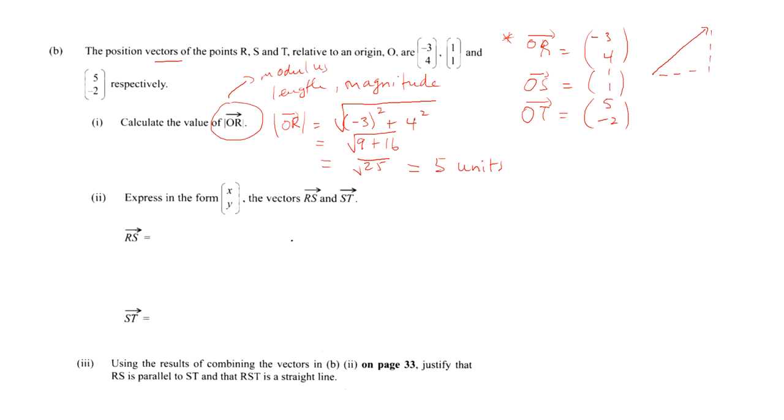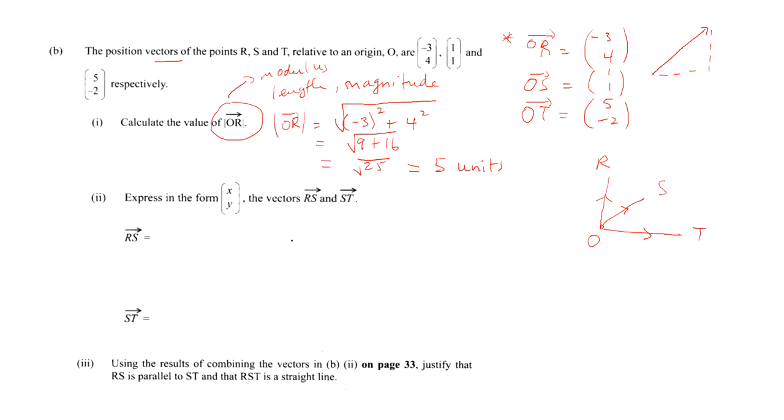Now some people teach addition of vectors and subtraction of vectors. To me, just look at everything as addition, right? So we want to find RS. Let's draw a quick diagram. So we have O. Now this may not necessarily be true how I'm drawing this. R, S, and T, right? I'm just drawing a diagram that will help me answer the question.